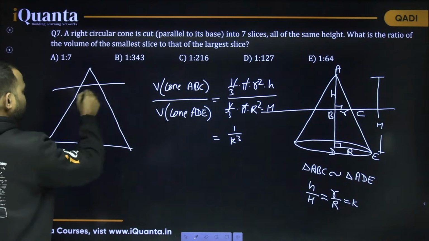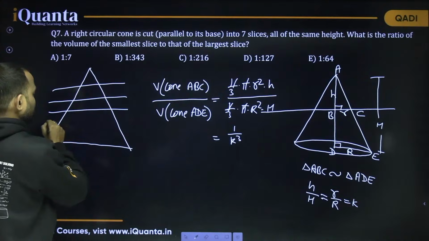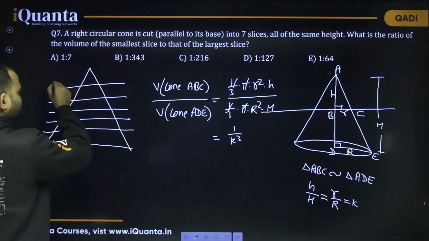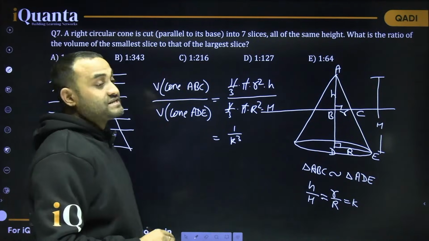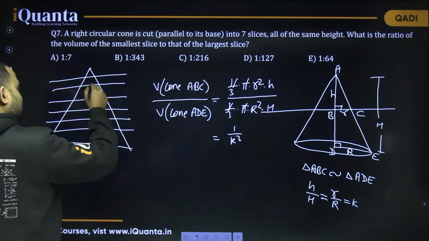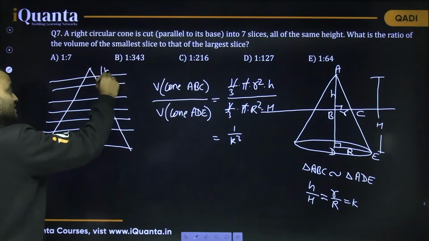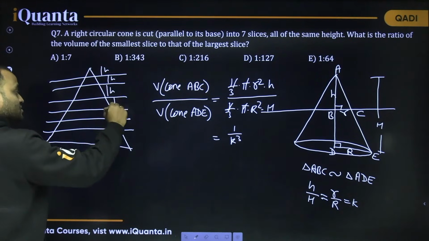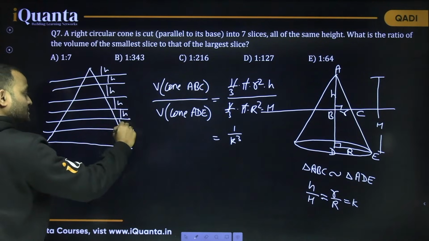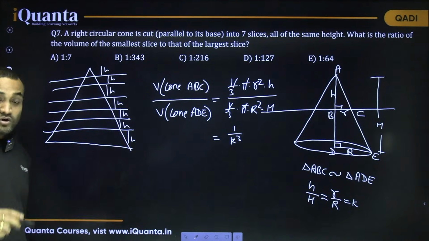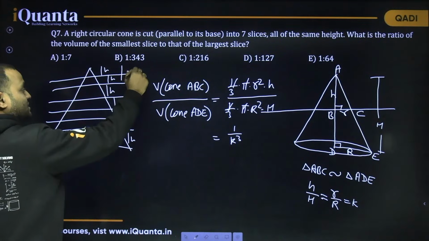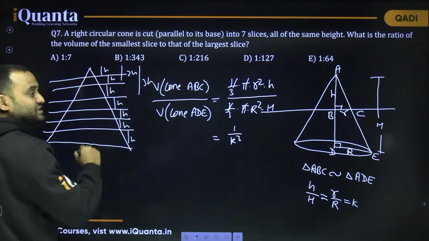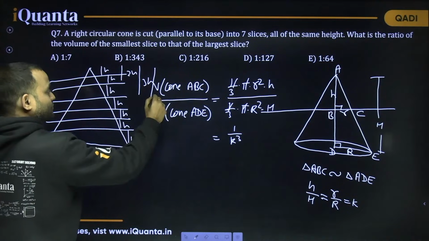So 1, 2, 3, 4, 5, 6 and 7. Each of these has the same height, meaning this height is H, then this is also H, this is also H, H, H and H. But overall, if you consider each cone, the height of this cone will be 2H, the height of this cone will be 3H, the height of this cone will be 4H.